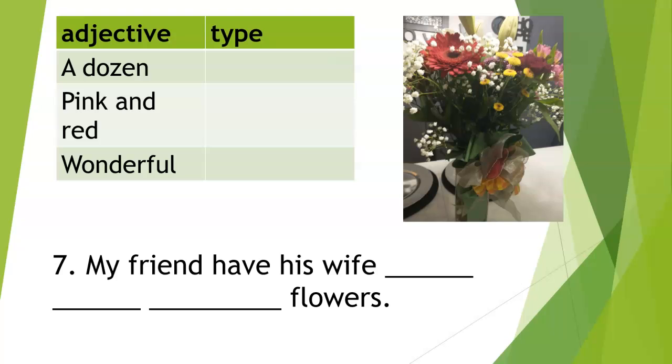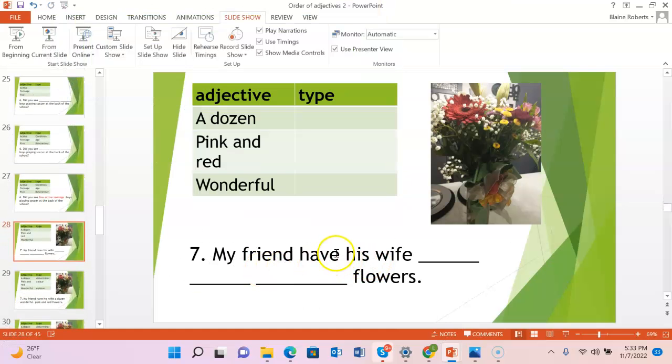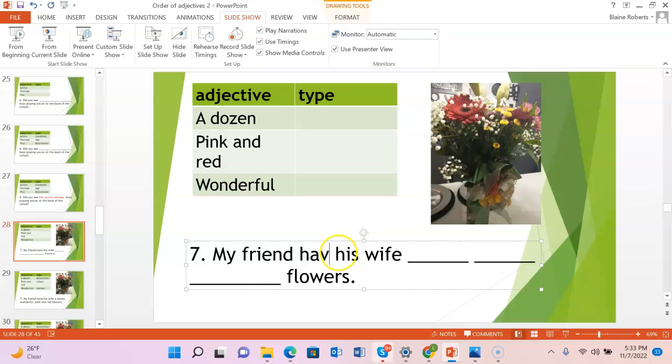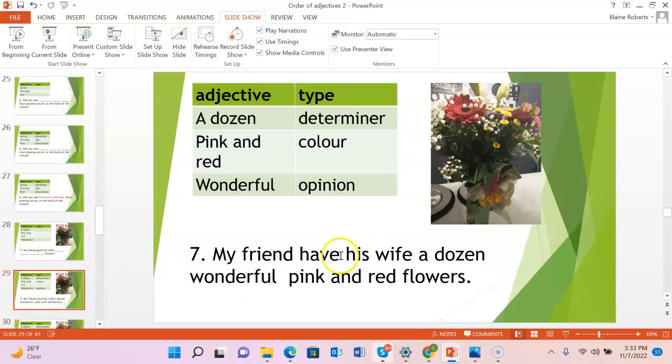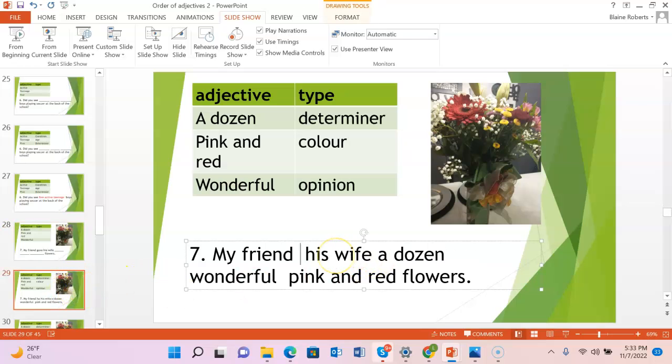Okay, let's take a look at number 7. We've got a dozen, pink and red, and wonderful. My friend, you know what? I'm sorry, not have. I'm not sure how this happened here. I'm just going to change this quickly. My friend gave. I'm just going to change this one as well. Sorry everyone, let's make a quick adjustment in this PowerPoint.